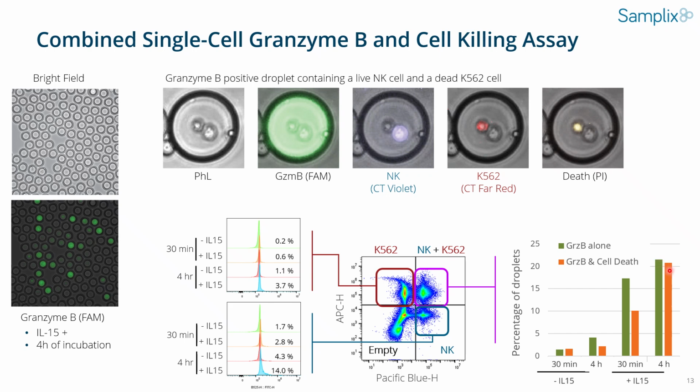So we are well above 40% of droplets that are granzyme B positive after 4 hours, and you also have 20% of them containing dead cells. I think it's important also to note that already after 30 minutes, you have a significant amount of positive granzyme B cells with this assay. It's very sensitive, actually.